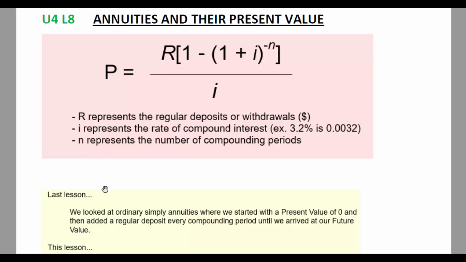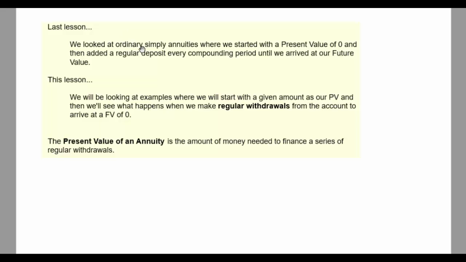Okay, so last lesson we looked at annuities where we had no present value and we grew it by making regular deposits. This lesson is one where we actually knew what we had and we withdrew it regularly to end up with nothing left in our bank account, a future value of 0.